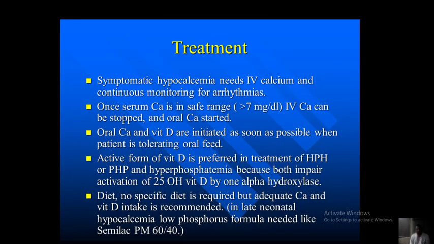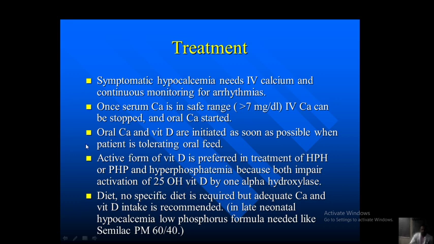So how will you treat symptomatic hypocalcemia? It needs IV calcium and continuous monitoring for arrhythmia. Generally we give it as a slow infusion. We cannot give a shot of calcium. We never give a bolus of calcium because it can land up with arrhythmia. So we give a slow infusion of calcium so that the level of calcium is increased systematically, and we have to monitor the calcium level every 2 hours. If the patient has some arrhythmia, we can stop the infusion.